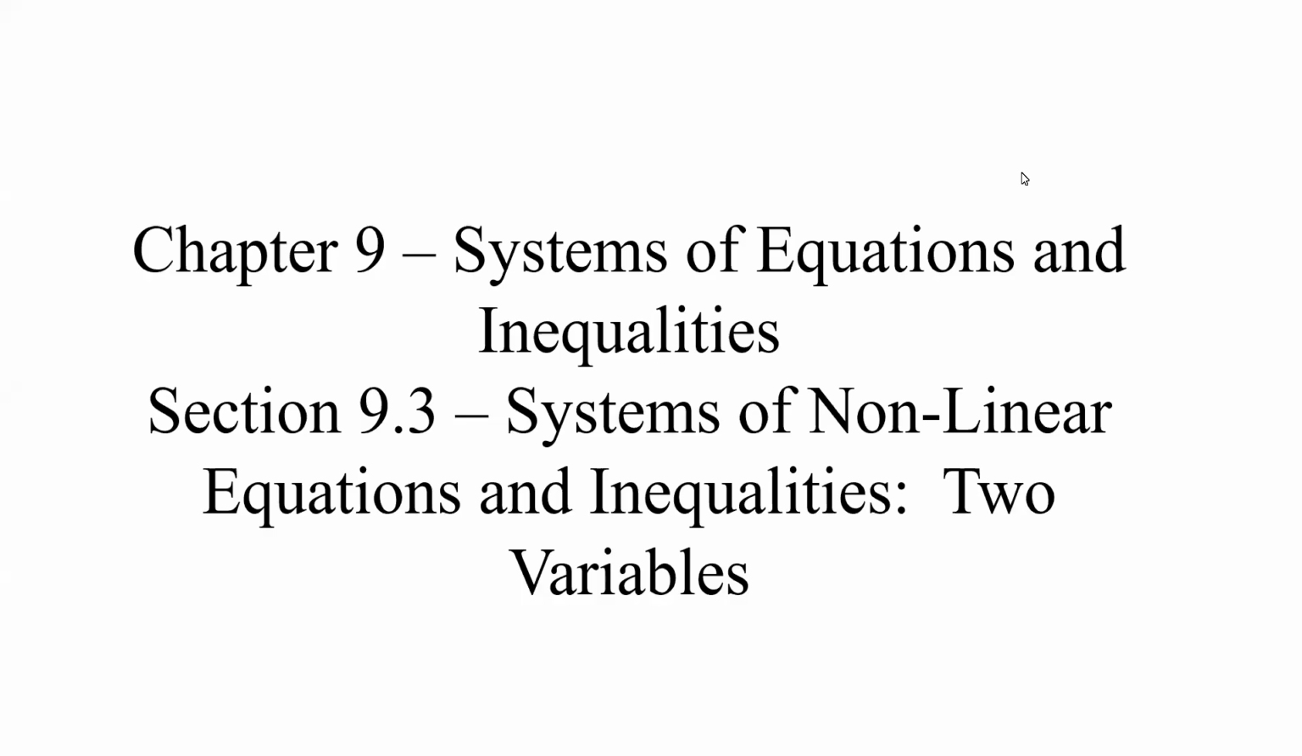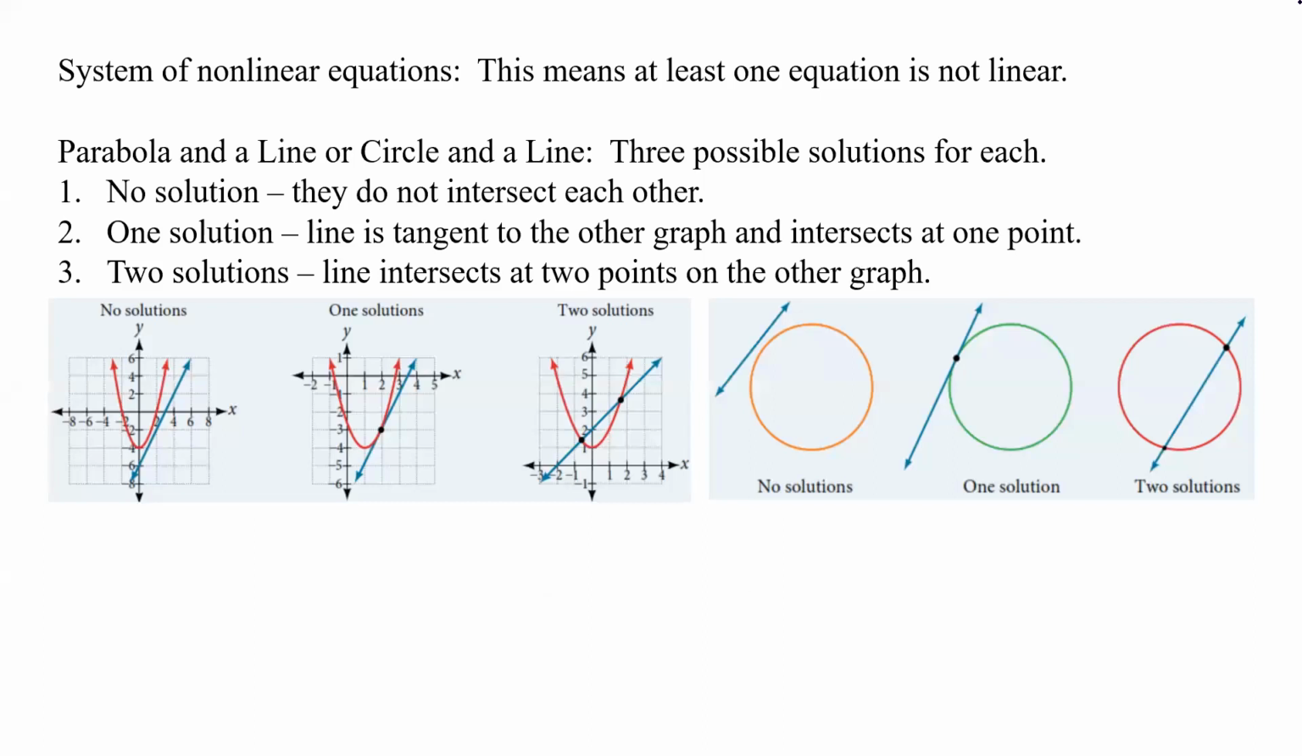Okay, here we're going to continue in Chapter 9 on systems of equations and inequalities, and this is section 9.3 on systems of nonlinear equations and inequalities. And we're going to do this in two variables. So with systems of nonlinear equations, that means at least one of our equations is not going to be linear. The other one can be linear or it cannot, depending on where we're at in this chapter.